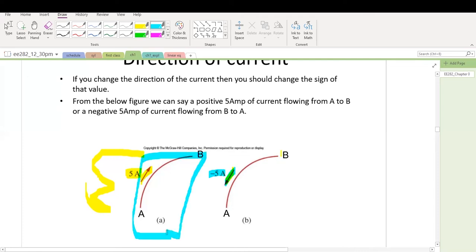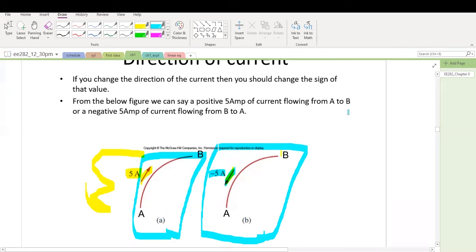Both notations here, this and this, are both correct. They are equivalent. Either one, A to B or B to A, gives the whole picture of the current here.